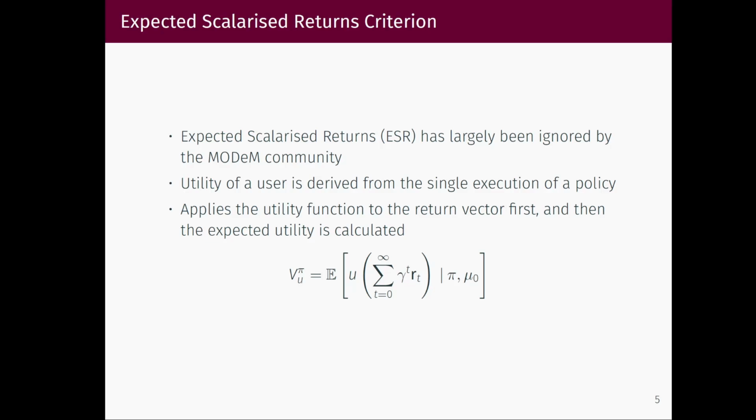The other optimality criterion that's generally discussed is the expected scalarized returns criterion, which has largely been ignored by the MODM community. In this case, the utility of a user is derived from the single execution of a policy, and to compute it, the utility function is applied to the return vector first, and then the expected utility is calculated.